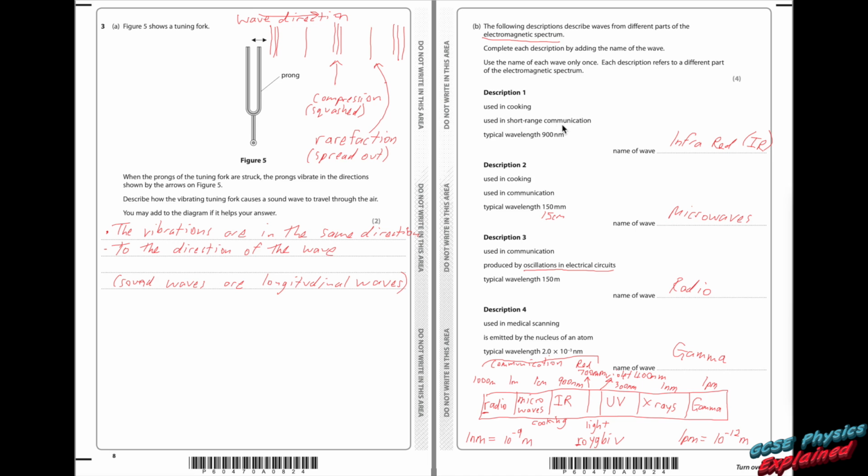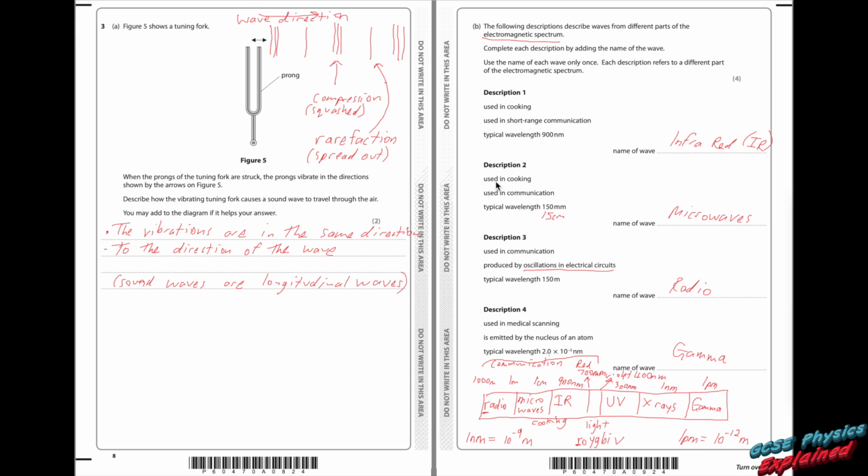What is used in short-range communication? Well, do you know that all of these waves here are all used for communication? But if it's shortwave communication, the chances are it's going to be infrared. The typical wavelength is 900 nanometers. Right, well it is infrared. Red has got a wavelength of 700 nanometers, and infrared is slightly longer than that, so that's 900 nanometers. So the answer is infrared.